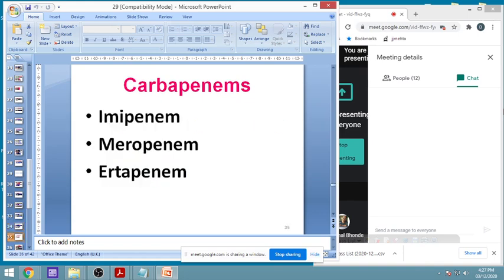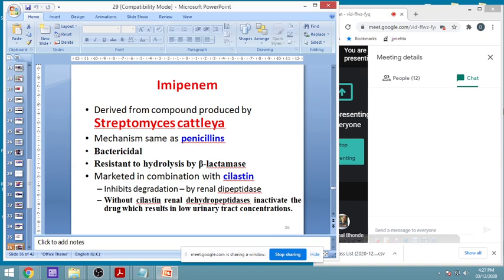Examples of these are imipenem, meropenem, and ertapenem. These are three penems belonging to the carbapenem class, and as I told you, they are also beta-lactam antibiotics. They are derived from a compound produced by Streptomyces cattleya. The mechanism is the same as penicillin, that is, binding to penicillin-binding proteins and affecting the NAM and NAG, that is N-acetylmuramic acid and N-acetylglucosamine network. So because of that they are bactericidal.